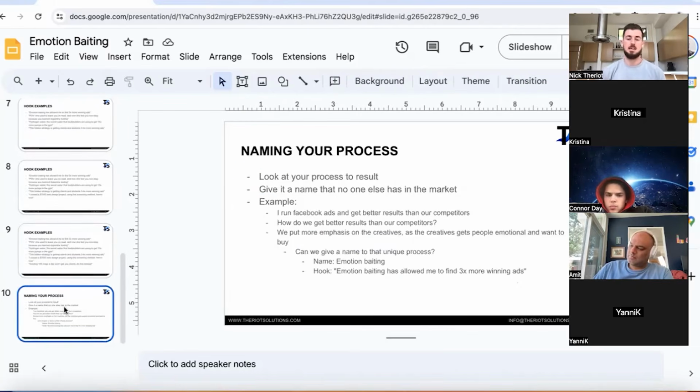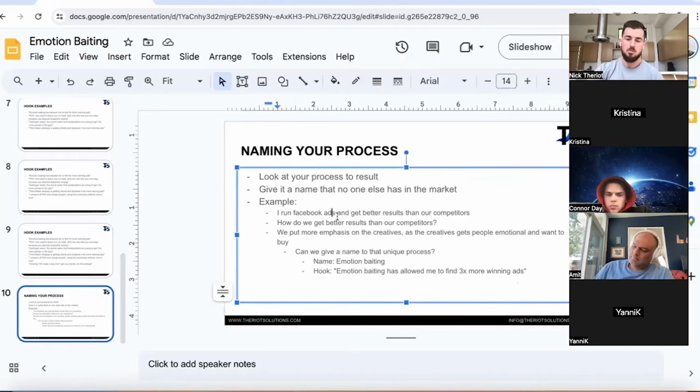Now we're actually going to look at naming the process, because again, the key goal for today is that everyone leaves with a hook that names their unique mechanism in their business. So first things first, we're going to look at, for example, me. So how I did mine.